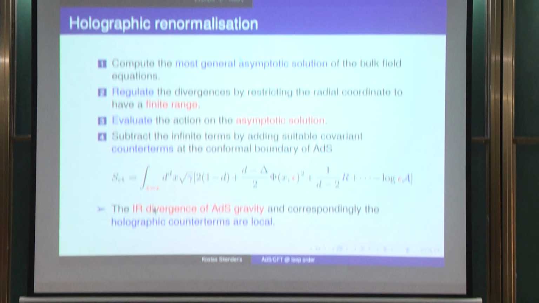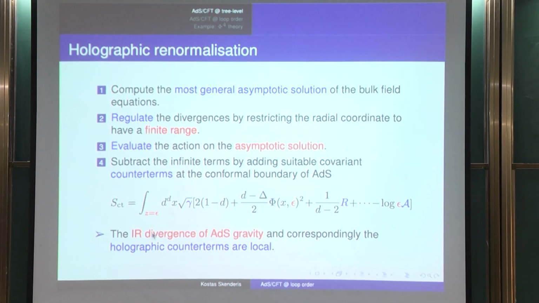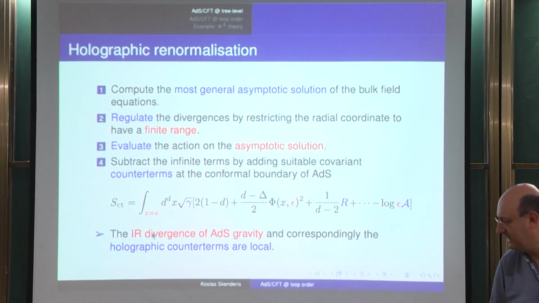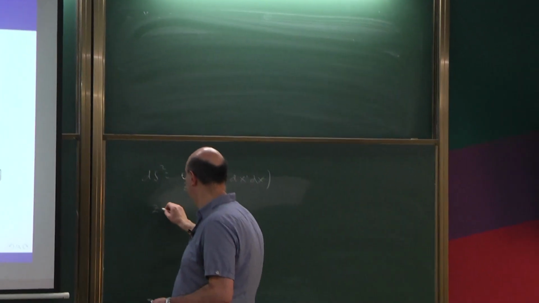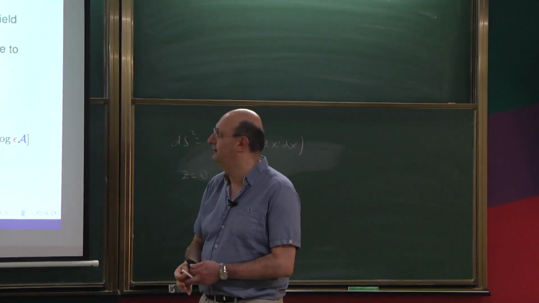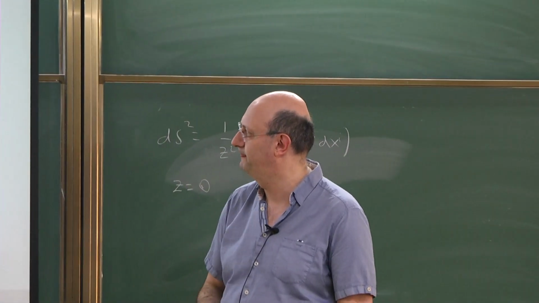Okay, so now once we have this, then we put it into the action, and we regulate by cutting off the radial derivative for finite range. I will have a formula a little bit further down. I will use these coordinates for AdS. Z equal to 0 is the conformal boundary, and I will cut it off at some finite value.